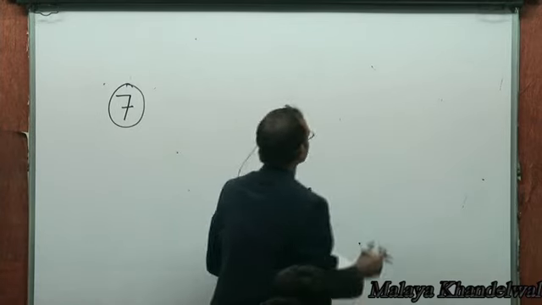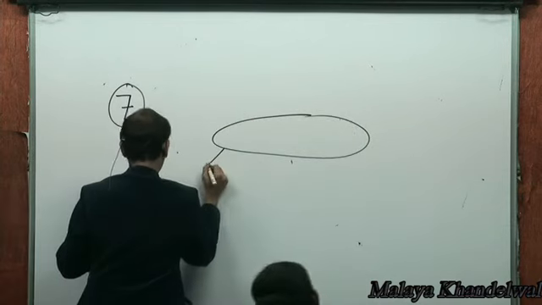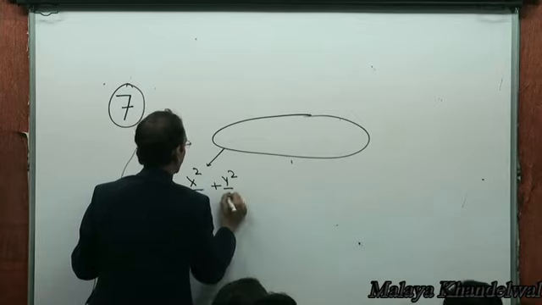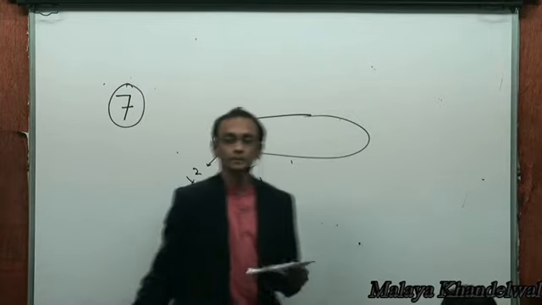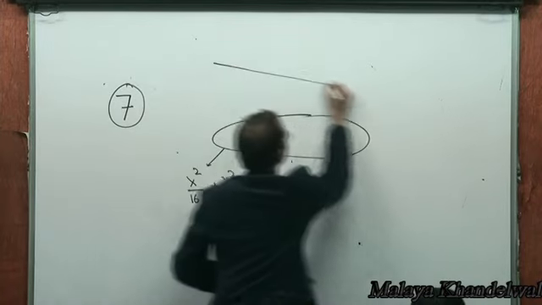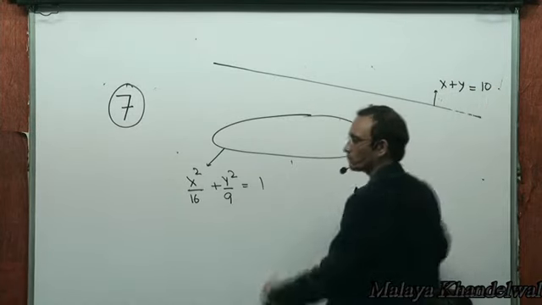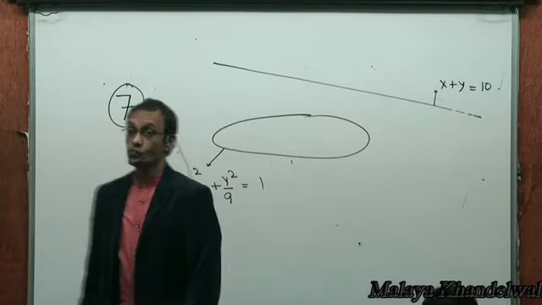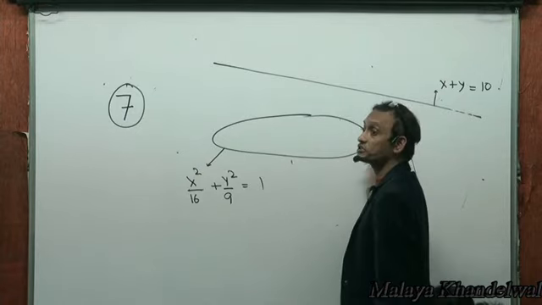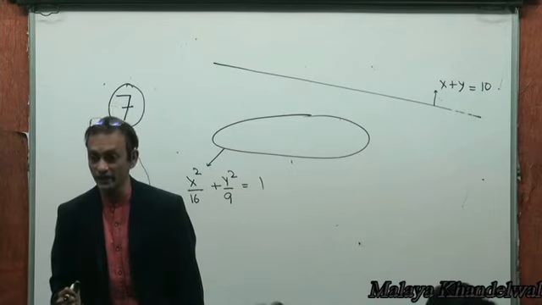Now, there is an ellipse, x squared by 16 plus y squared by 9 equal to 1. And this is a line, say x plus y equal to 10. Different points on the line are at different distances from the ellipse, isn't it?